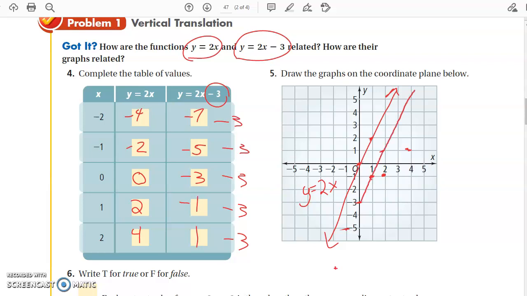There's the graph. So these are going to be related because they have the same slope. And so we're going to say they have the same slope, so they are parallel. These are parallel lines. Definition of parallel lines: they have the same slope but different y-intercepts.